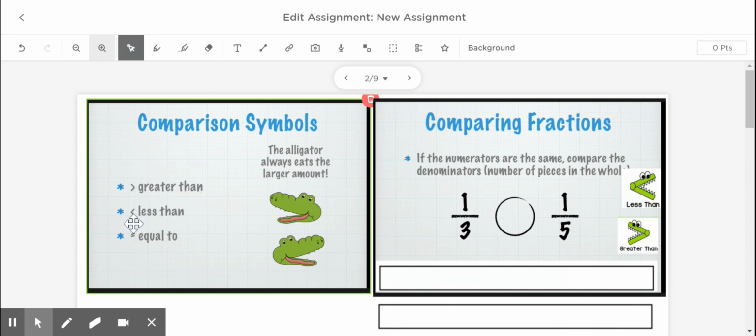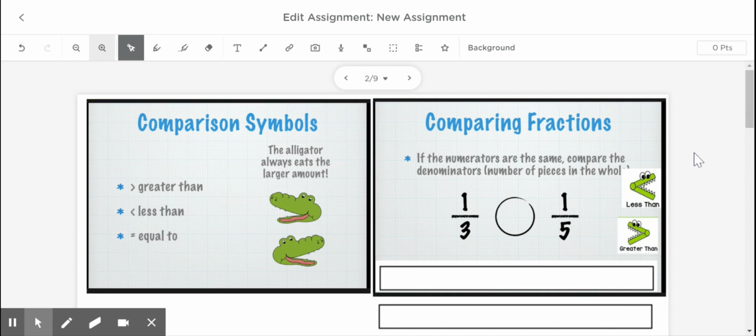Less than has the greater amount on the right side. So the alligator is eating the amount, the larger amount, on the right side. And we read that less than because the one on the left is less than the one on the right. Equal to means that they both have the same value.